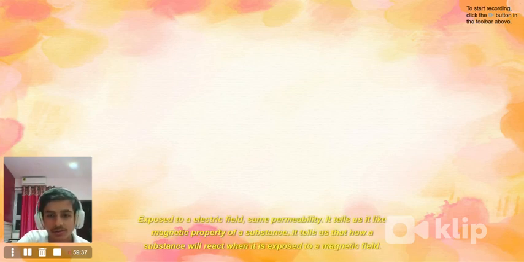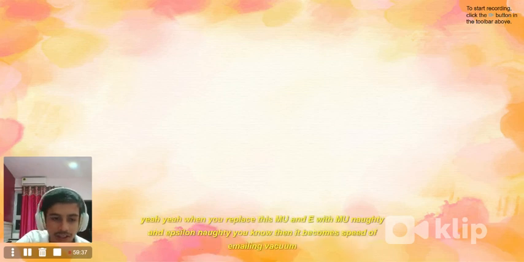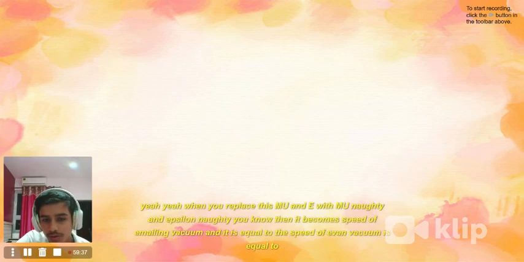When you replace this mu and epsilon with mu naught and epsilon naught, then it becomes the speed of EM wave in vacuum, and it is equal to 3 into 10 raised to 8 meter per second. You know, this is the speed of EM wave in vacuum.